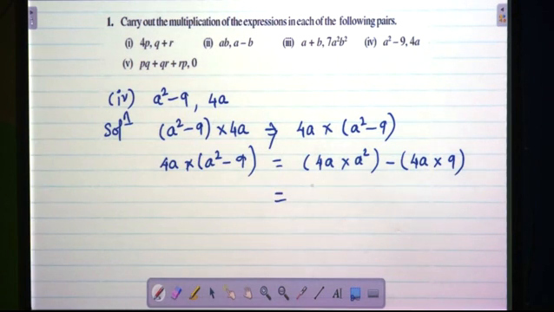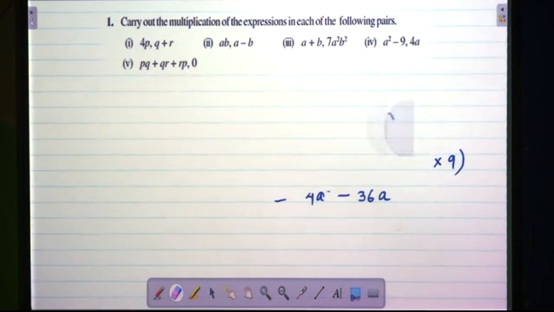Next line, 4a into a square is 4a cube, minus sign as it is, 9 4s are 36a. This is the answer of the fourth sum. Let us solve the fifth sum.